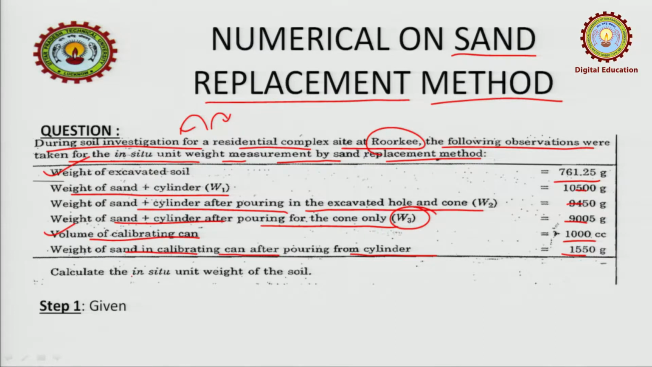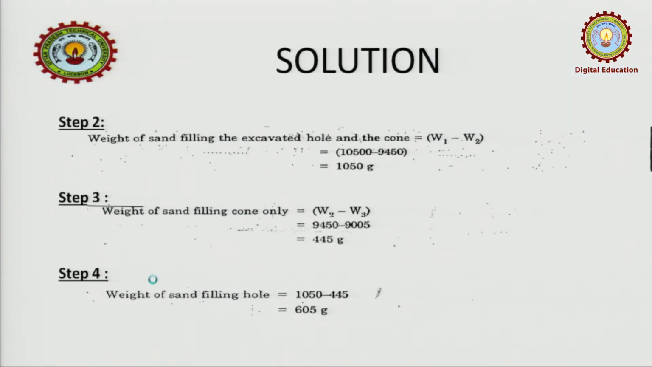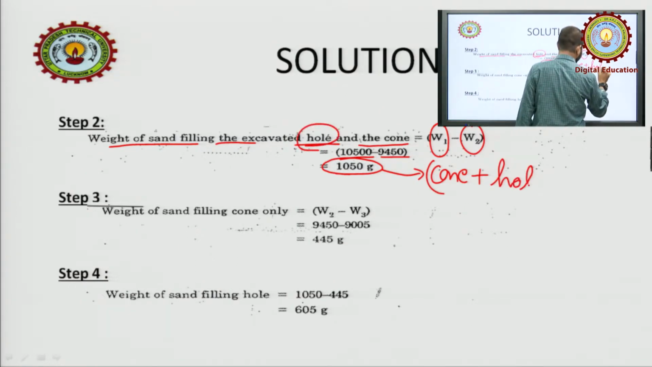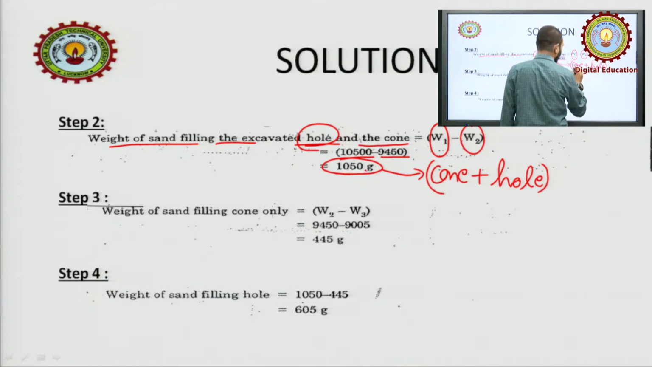Now what do we have to find? The in situ density. We have to find the density of the soil in the ground, or of the field. Now you can see the weight of the sand filling the excavated hole and the cone. You know the total or initial weight, and after that we have the weight. So this much sand was used up for the cone plus the hole. This amount, or weight, of sand was used to fill up the cone and the hole.